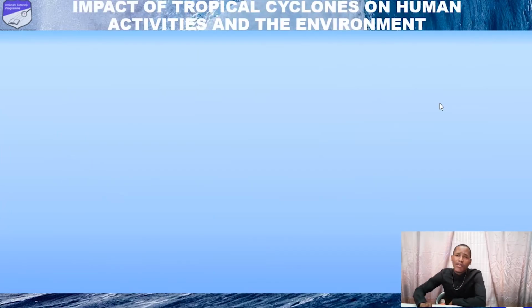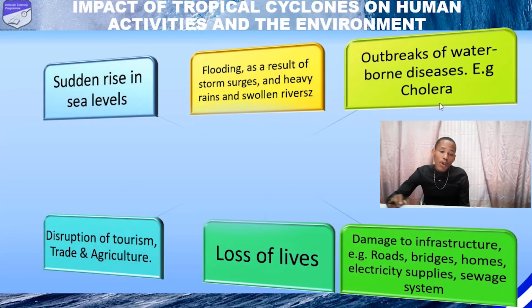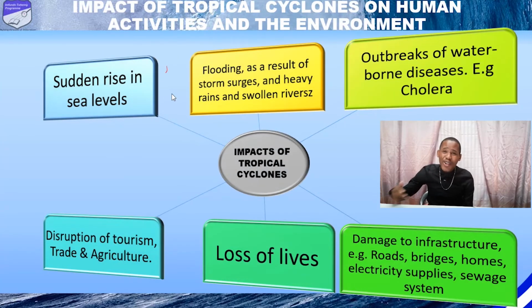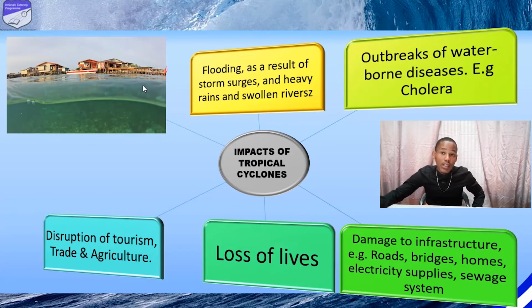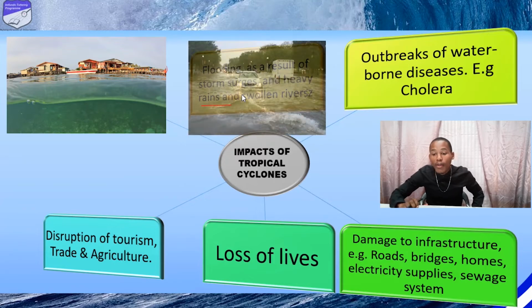Let us look at the impacts now for a tropical cyclone. You already know everything now associated with the tropical cyclone as per my impacts. First of all, we're going to have a sudden rise in sea levels because of heavy rainfalls brought by a tropical cyclone. We're going to have a rise in sea levels close to the coast. Here's what we're talking about. You can see we're going to have heavy rainfalls that are going to cause this. Then, because of heavy rainfalls again, we're going to have flooding as a result of storm surges and heavy rains.